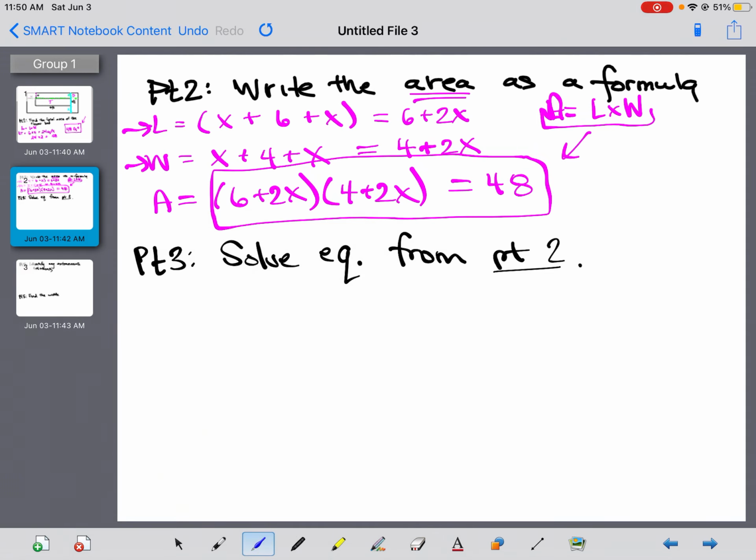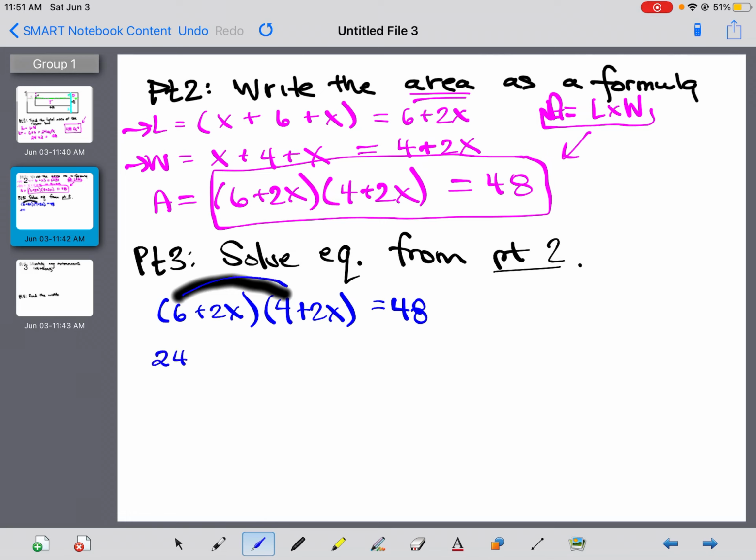Okay, let's go ahead here. So I'm going to bring this equation down. So I have 6 plus 2x times 4 plus 2x equals 48. First thing I'm going to do now is I'm going to distribute. Well, 6 times 4 is 24. And then 6 times 2x, so plus 12x. Now I'm going to distribute here. 2x times 4 is 8x. And 2x times 2x is 4x squared. And again, this is all equal to 48.